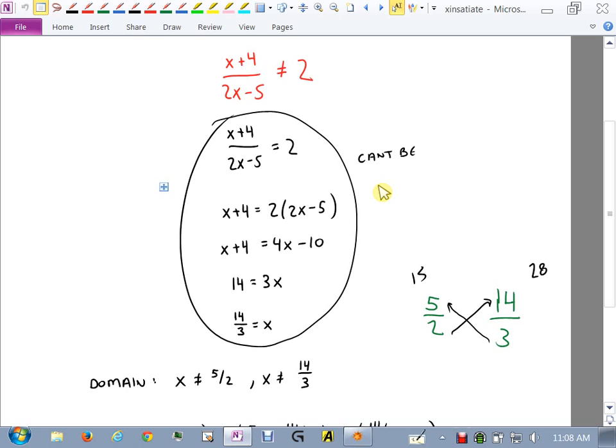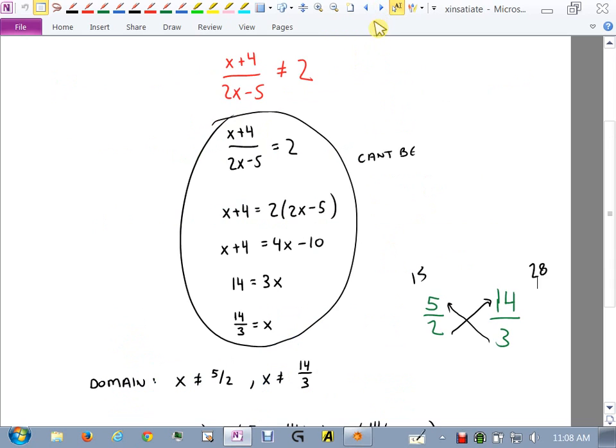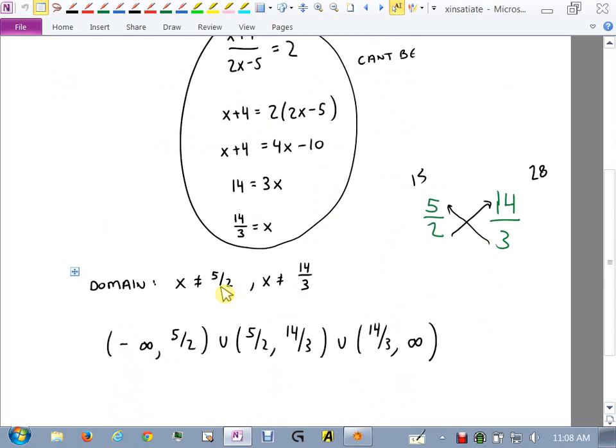Maybe you were looking at it differently. Okay. So if you go back and you look at this problem initially, and look at them individually, you would think, okay, I can't have 5 halves and I can't have 2. Yes, individually I agree, but in the composition, you can't have 5 halves and you can't have 14 thirds. It's okay to have 2. See?